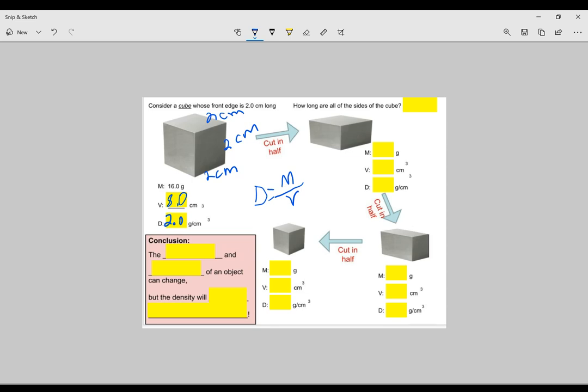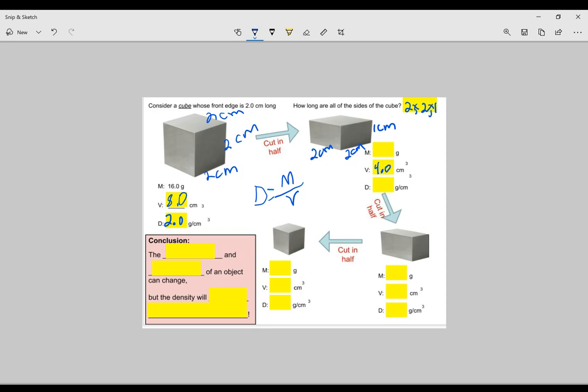But then I decide I'm going to take this cube of metal and cut it in half. Now, when I cut it in half, this side is still 2 centimeters. This side is now 1 centimeter, and this side remains 2 centimeters. So how long are all the sides of the cube? I have 2 centimeters, 2 centimeters, and 1 centimeter. So my volume, 2 times 2 times 1, is 4.0 cubic centimeters.